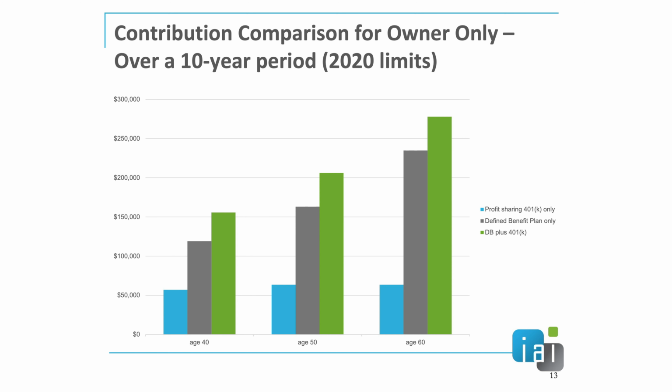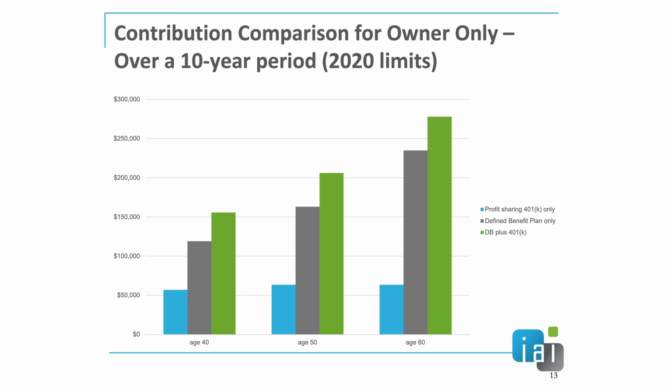Now, if this owner had a DB plan only, the average contribution a 40-year-old could do over the next 10 years would be nearly $120,000 per year. At age 50, that average increases to $163,000 over the next 10 years. At age 60, over the next 5 years, this owner could contribute $235,000 per year on average.